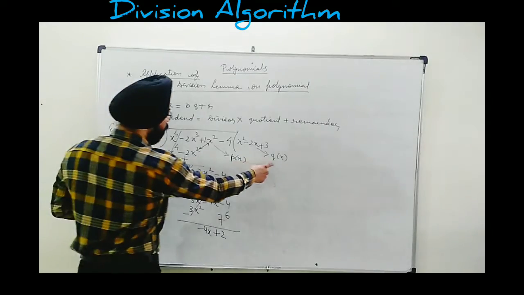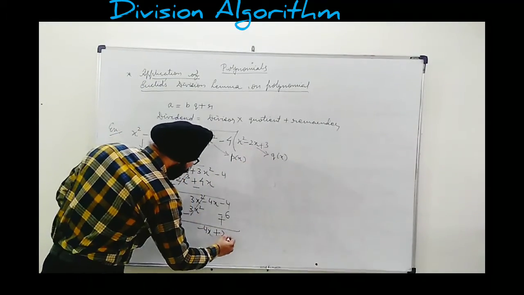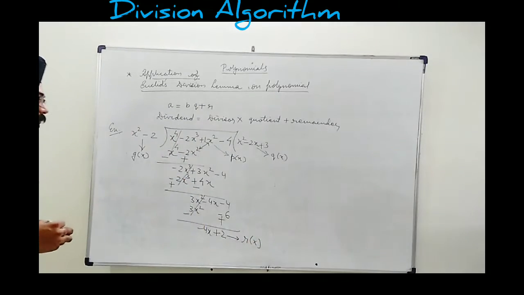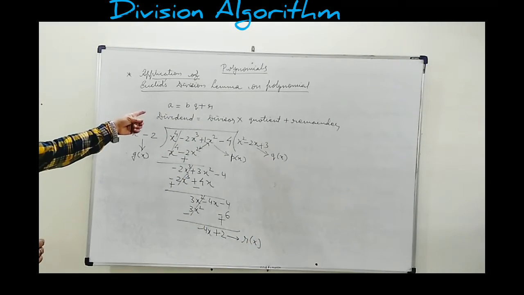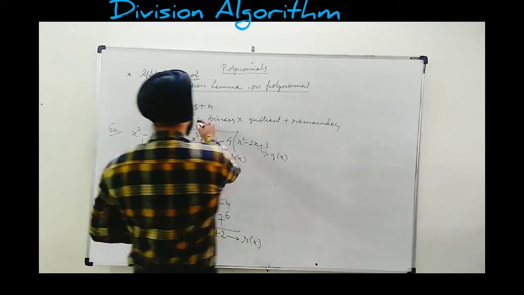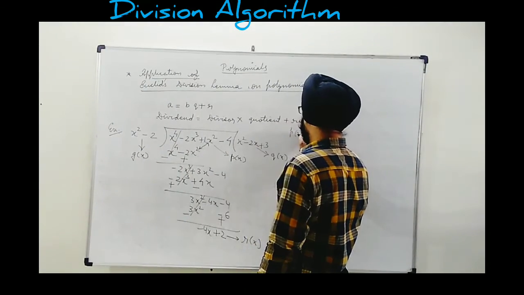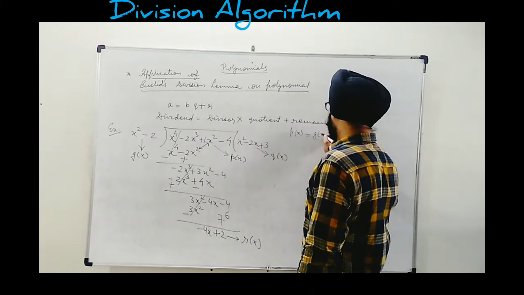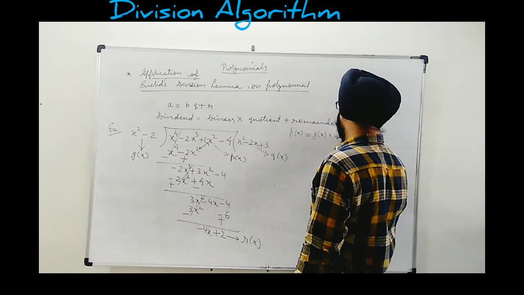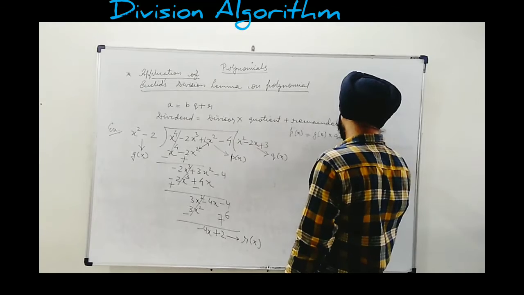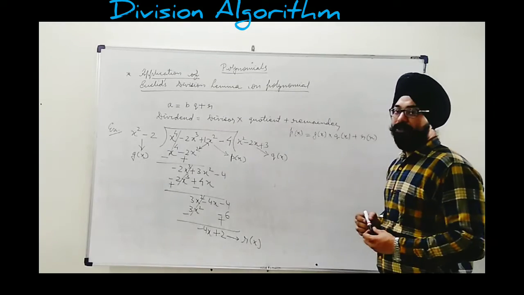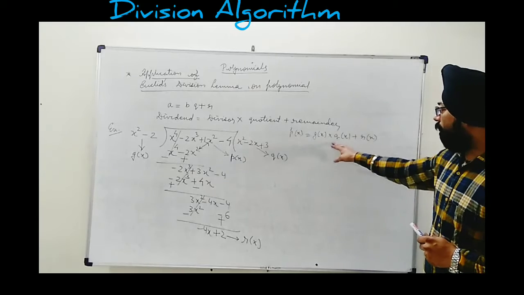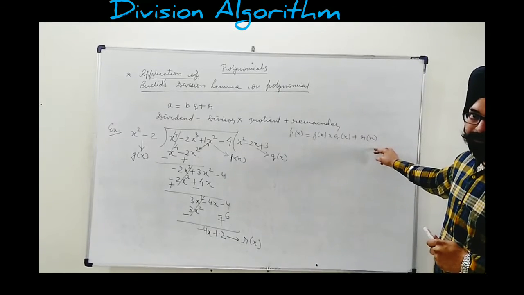Now q stands for quotient, and this last one is r(x). It is the remainder. So all are polynomials. According to this division lemma, we can write p(x) is equal to divisor g(x) into quotient q(x) plus r(x). It means the division of polynomials can be expressed as the division lemma: p(x) = g(x) × q(x) + r(x).